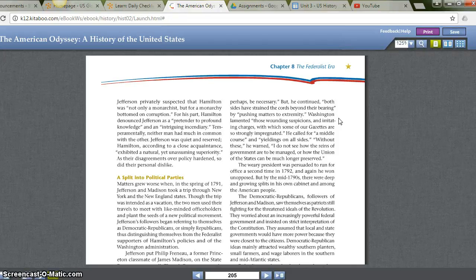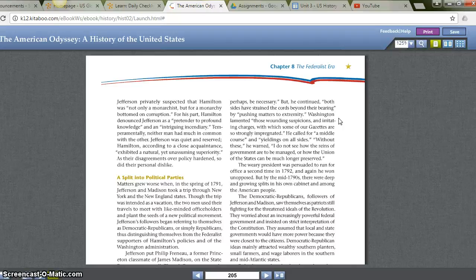Washington lamented those wounding suspicions and irritating charges with which some of our gazettes are so strongly impregnated. He called for a middle course and yielding on all sides. Without these, he warned, I do not see how the reins of government are to be managed, or how the union of the states can be much longer preserved. The weary president was persuaded to run for office a second time in 1792, and again he won unopposed. But by the mid-1790s there were deep and growing splits in his own cabinet and among the American people.